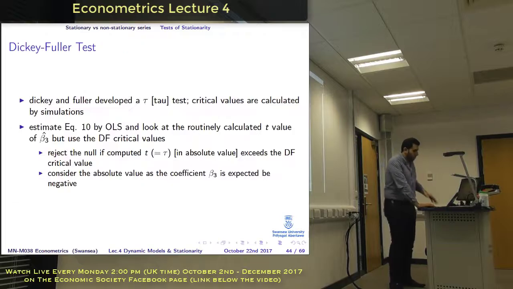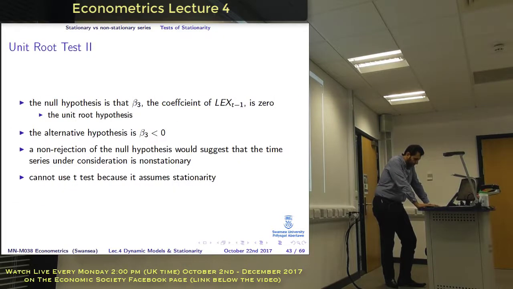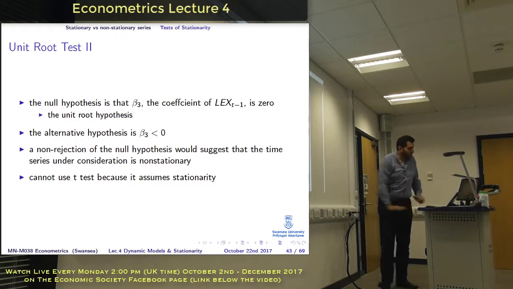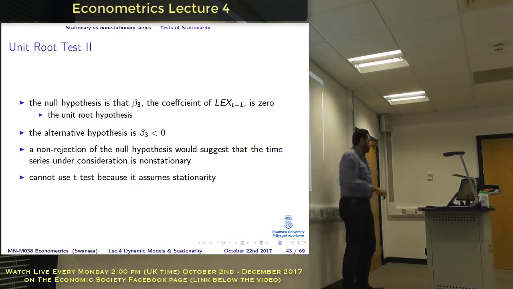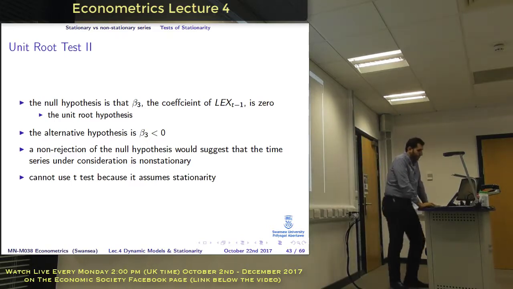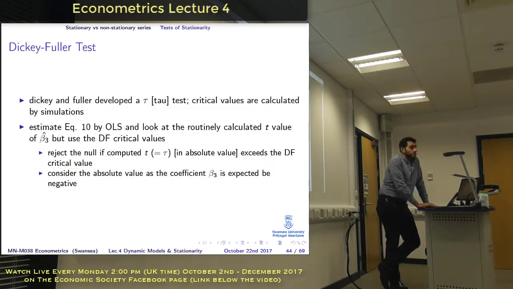So you remember, going back to this, the null hypothesis is that beta 3 in that equation, which is the coefficient of the dependent variable lagged in time t minus 1, is equal to 0, and the alternative is that beta 3 is less than 0. Meaning that if we fail to reject this null hypothesis, the series under consideration is not stationary. Okay, so if you reject, that means it is stationary.